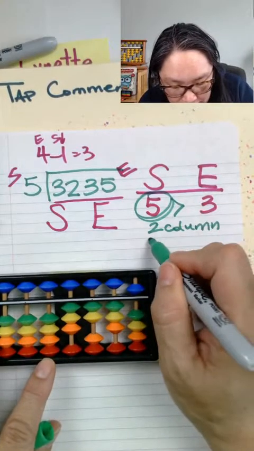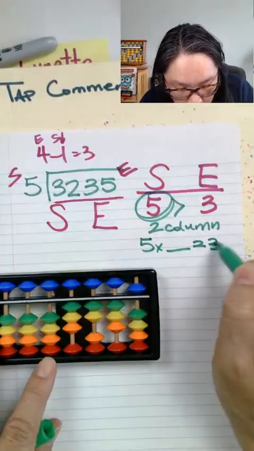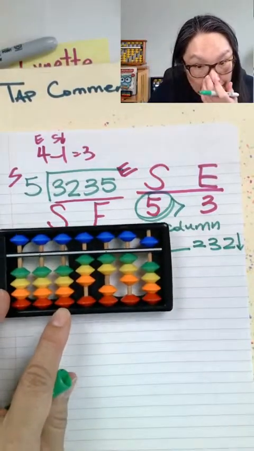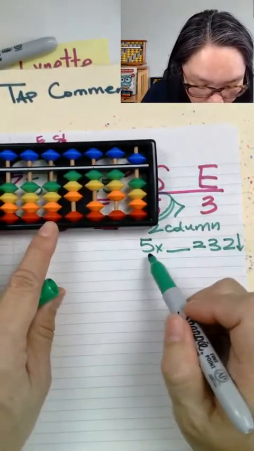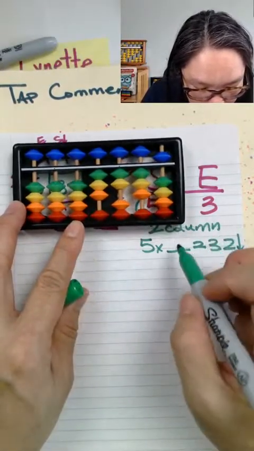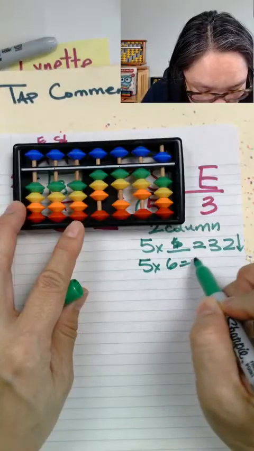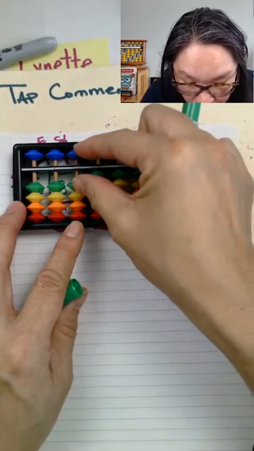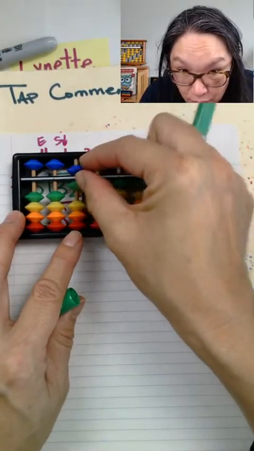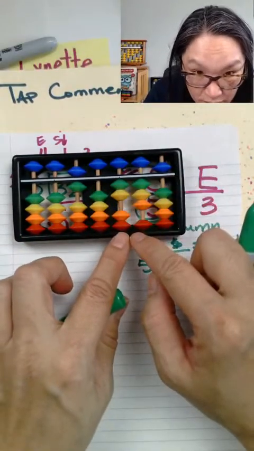So the question is, what times 5 is equal to 32 or less? 5 times 6 is equal to 30, right? So I put my answer here, 6. I put my answer there. And I take away 30, take away 3, take away 0.